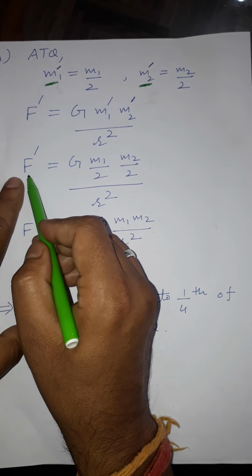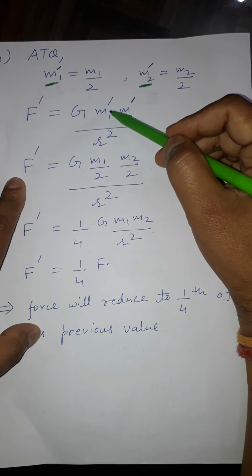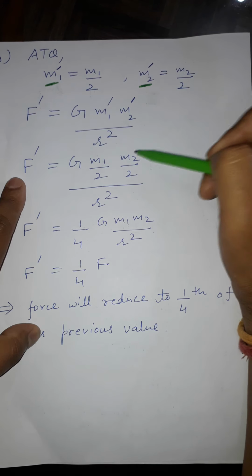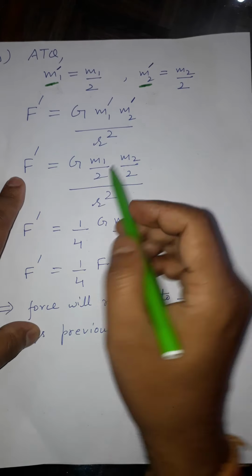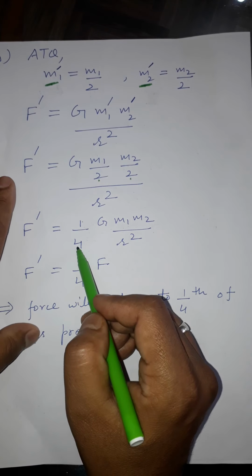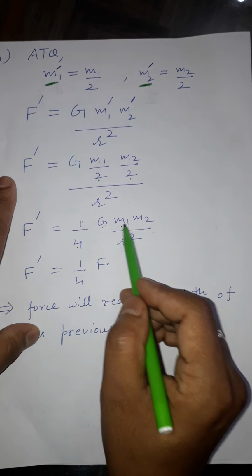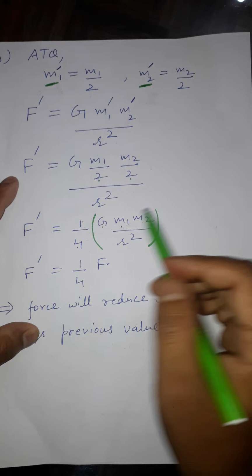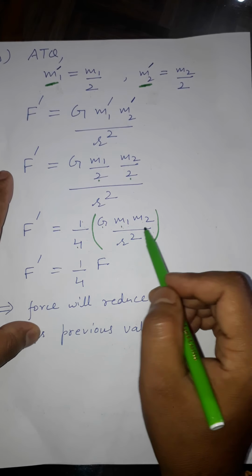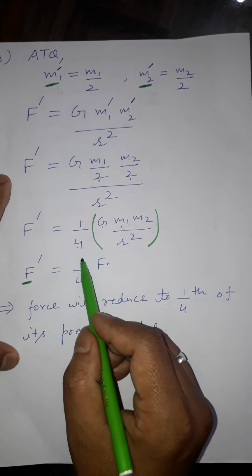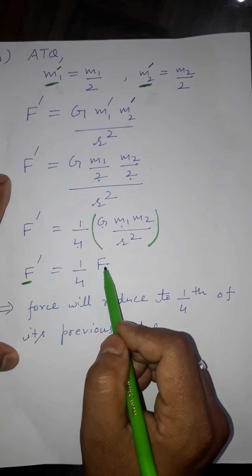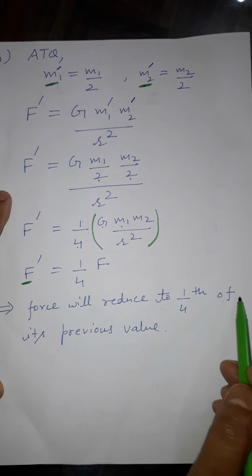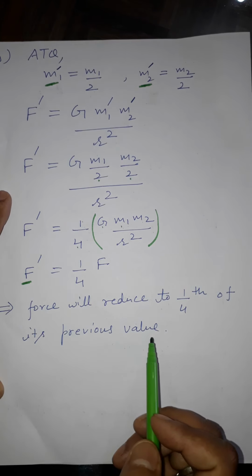Now just use the values of m1 dash and m2 dash here. So new force F dash is equal to G, and in place of m1 dash, you will write m1 over 2, and in place of m2 dash, you will write m2 over 2. Now let us solve it. 2 times 2 is 4, so it is 1 by 4, and the rest we have G m1 m2 over r square. So you see it is the original or previous value of force. So the new force F dash is equal to 1 by 4th of the original value. In this case, force will reduce to 1 by 4th of its previous value.